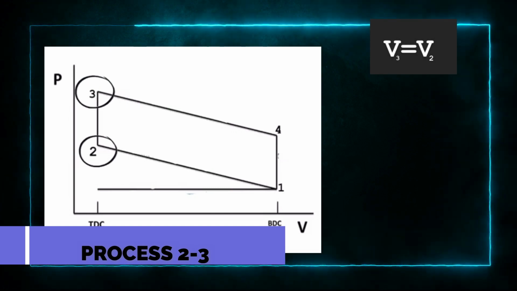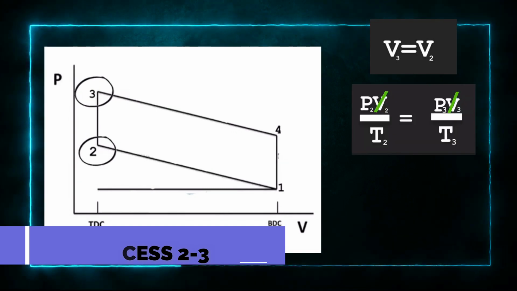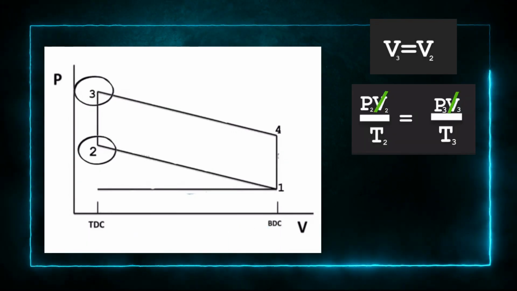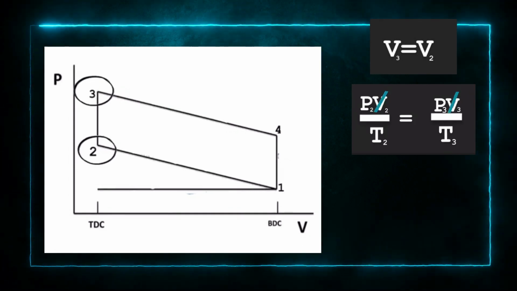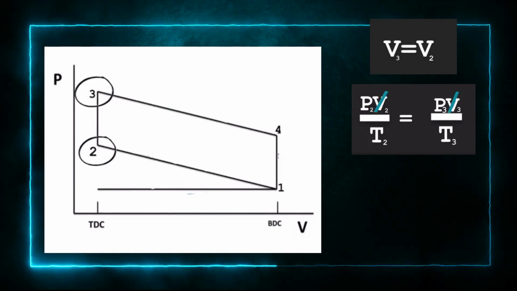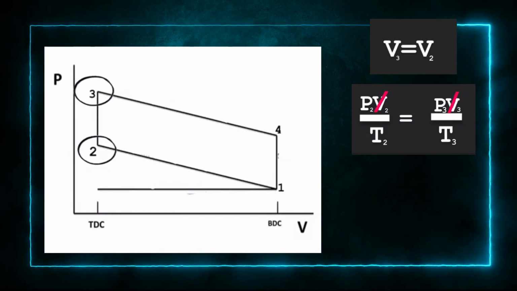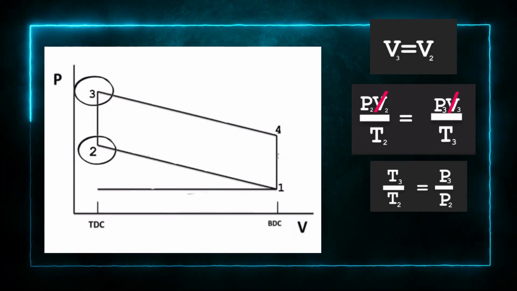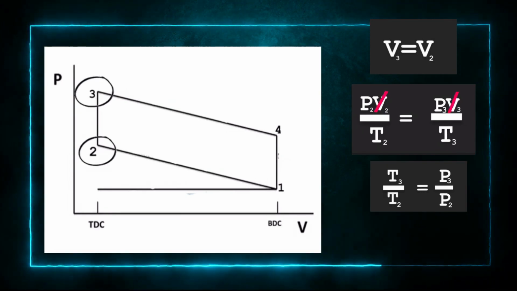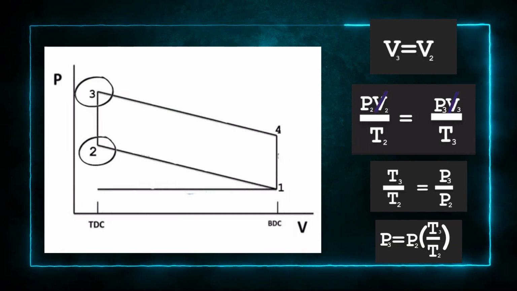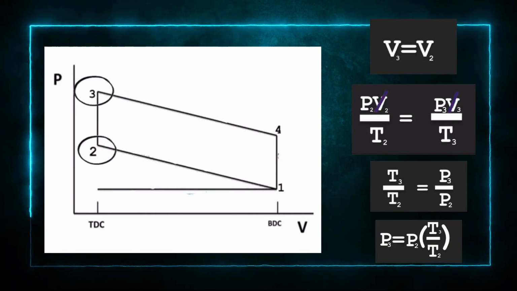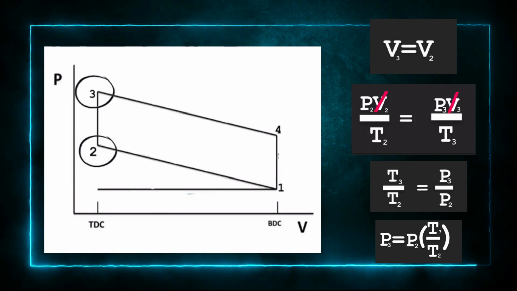Process 2 to 3, V3 is equal to V2. They are constant, so we cancel them out. And then T3 over T2 equals P3 over P2. We derive it to P3 equals P2 times T3 over T2.